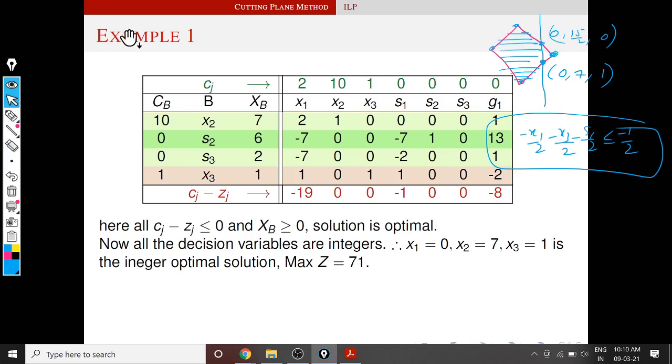Then there is a natural question. What about the rounded solution? What is the rounded solution corresponding to this optimum? Our first optimum is 0, 15 by 2, 0. Here the rounded solution is either 0, 7, 0 or 0, 8, 0, because already these two are integers. Instead of 15 by 2, we use either 7 or 8. These are the two rounded solutions, but they are not optimum, or they are infeasible.